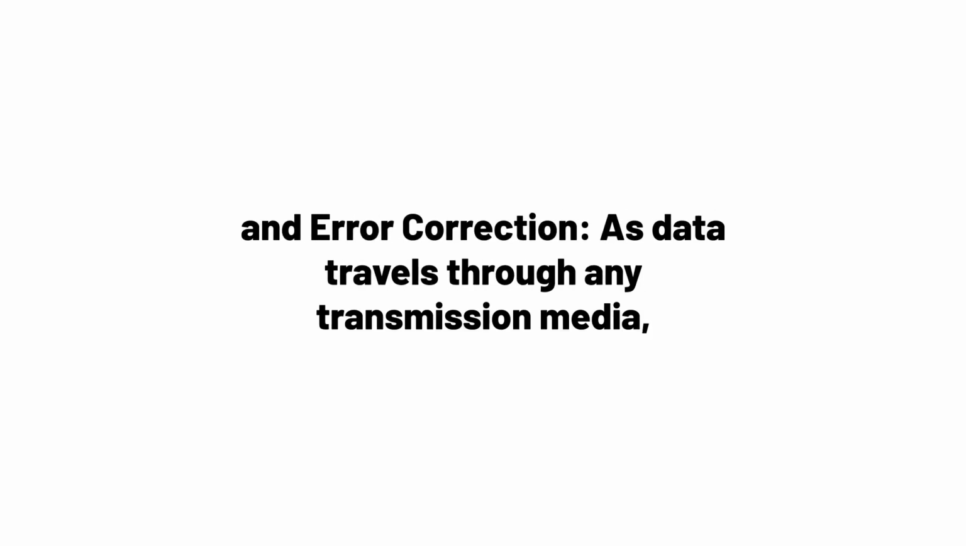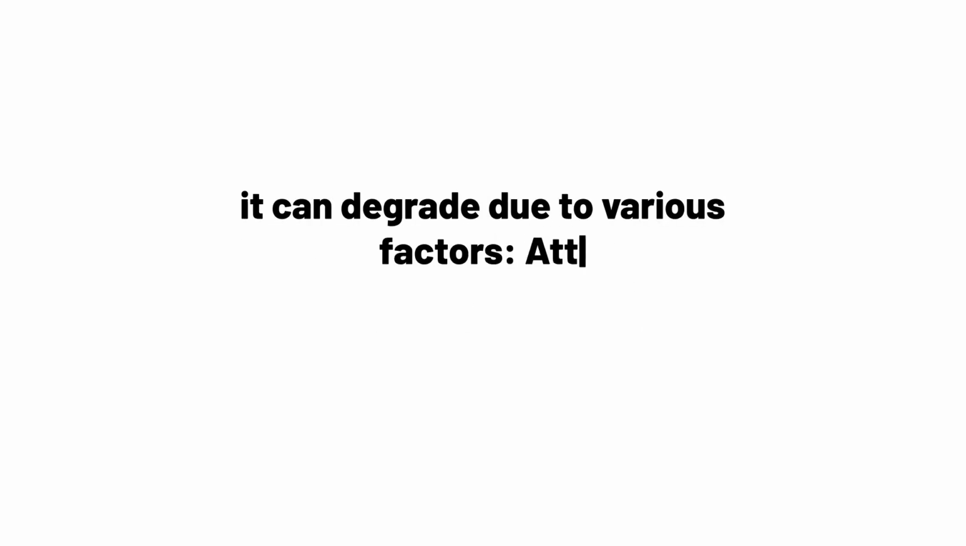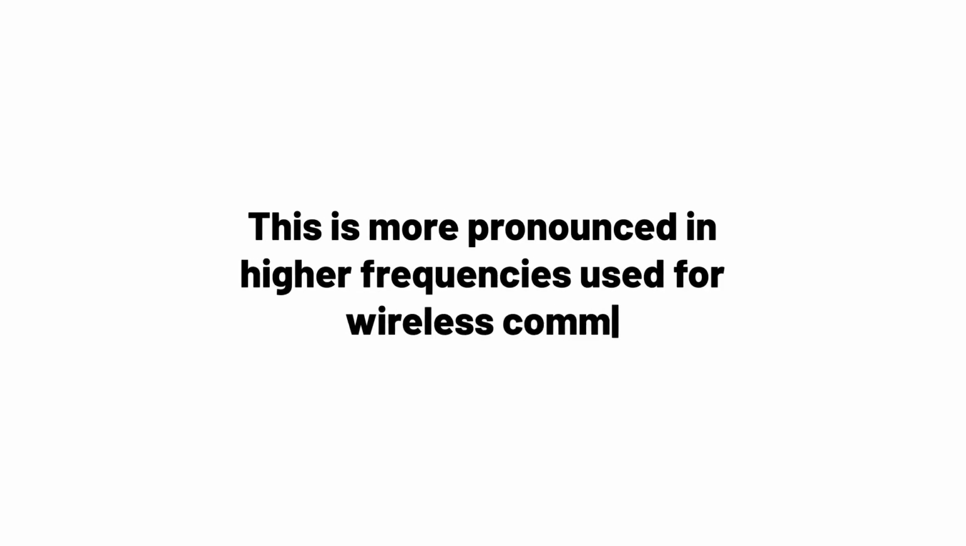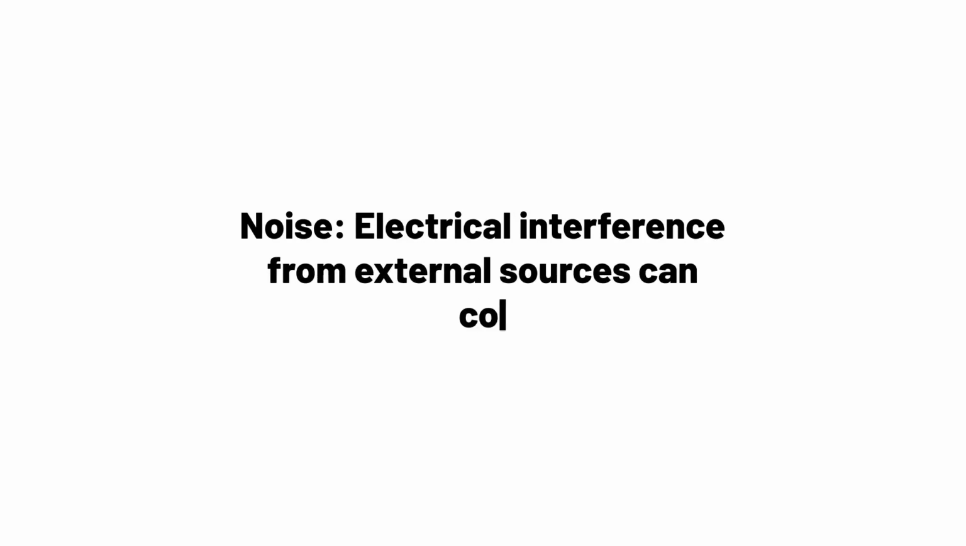Signal degradation and error correction. As data travels through any transmission media, it can degrade due to various factors. Attenuation: signal strength weakens over distance. This is more pronounced in higher frequencies used for wireless communication. Noise: electrical interference from external sources can corrupt the signal.